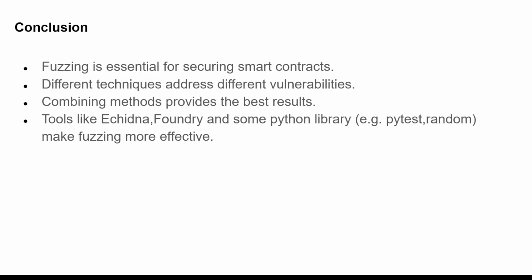There are many tools like Echidna. If you know Solidity, Echidna and Foundry are very good, but we are Python programmers, so we're using Python libraries like PyTest or the random library to make fuzzing more effective.